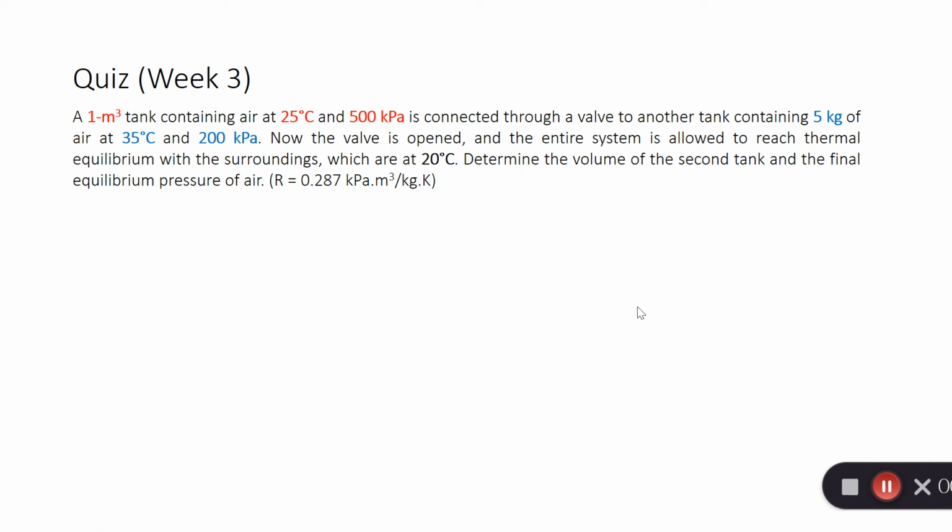When the valve between the tanks is opened, the system is allowed to reach thermal equilibrium, which means that the whole system, both tanks, will reach the same temperature of 20 degrees. What you have to find is the volume of the second tank and the final pressure of air. Final means after the 2 tanks have mixed together and reached equilibrium. What will be the final pressure?